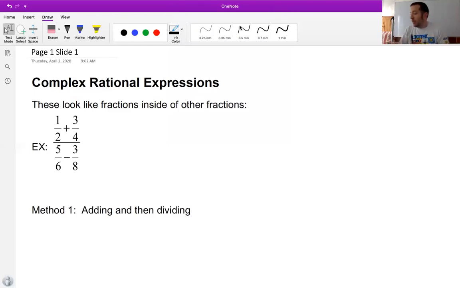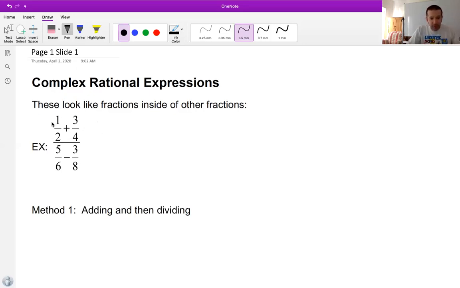So complex rational expressions, when I talk about that, there's something just called complex fractions. Basically, it's when you have a fraction inside of another fraction. So you can see here, this expression is like a big fraction bar with two fractions at the top and two fractions at the bottom. These ones are added, these are subtracted, whatever. So there's two ways to do this. I'm going to show you both, but I'm going to use the second one pretty much exclusively.